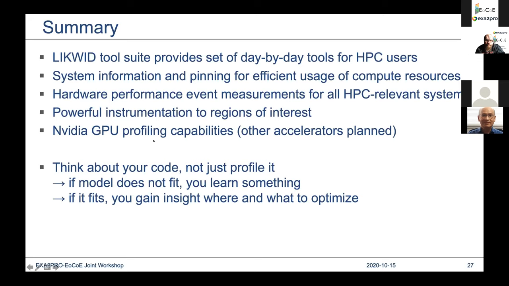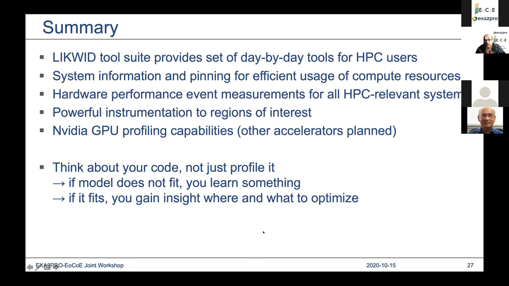Just as a final remark, think about your code, not just profile it. LIKWID just prints your numbers. The meaning of the numbers is not printed by LIKWID, so you have to think about it. It's always beneficial to have a model like we did with the Jacobi with these 40 bytes per loop. And then we saw that the model doesn't fit. So we learned something, and we could use this knowledge to later optimize it and do blocking.